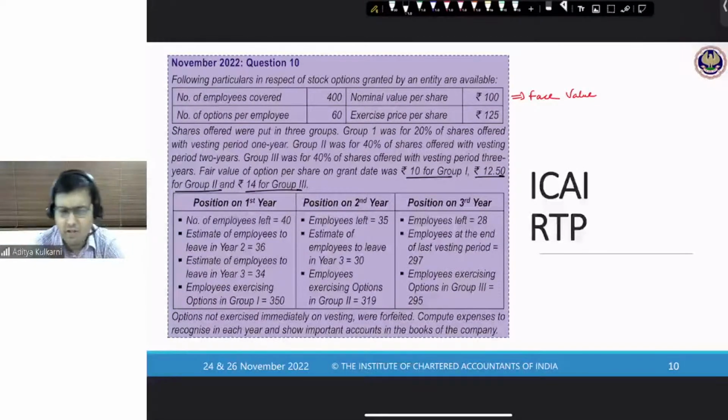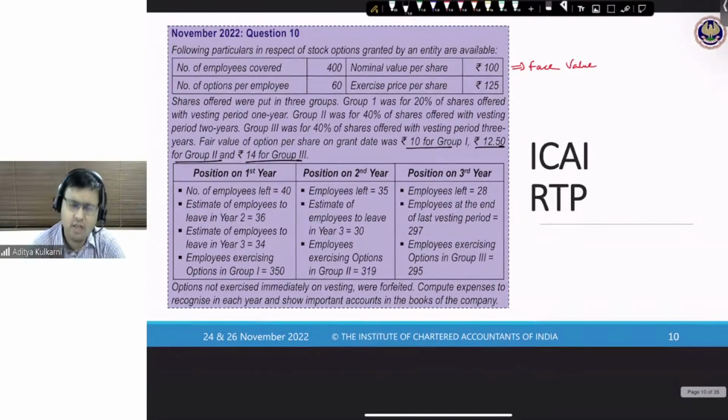Okay. We'll write a small note for this in the theory, but first we'll proceed to solve the question. So how do we do this? Well, very simple. Treat each vesting, each group as separate plans and do the accounting.